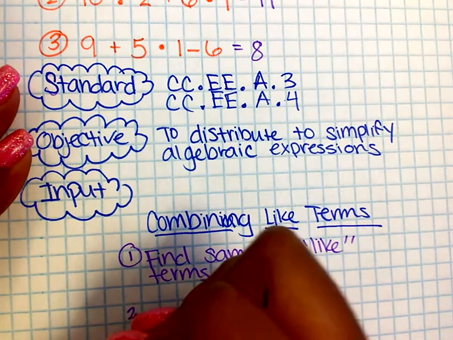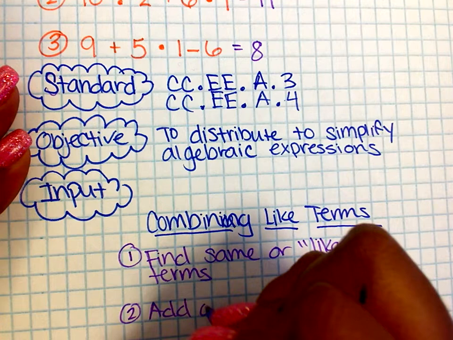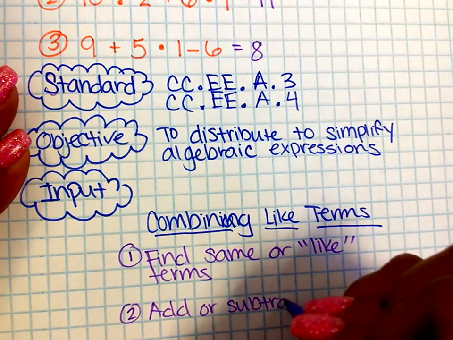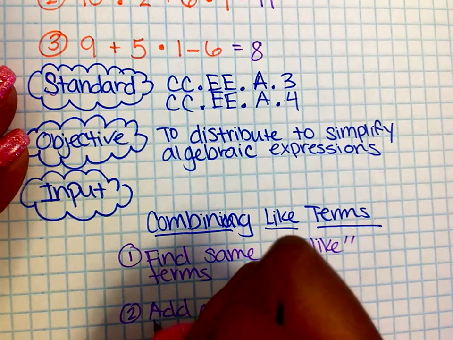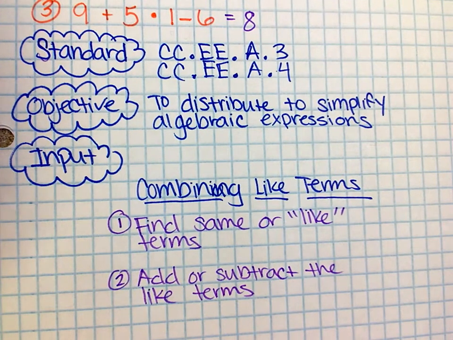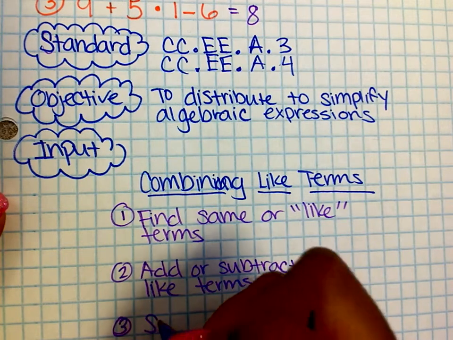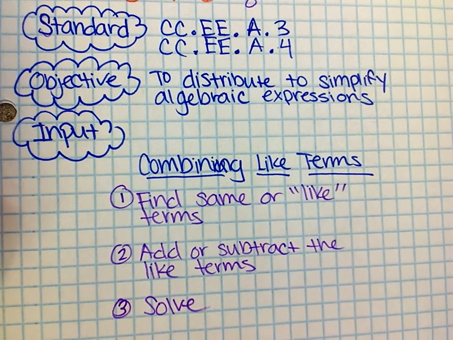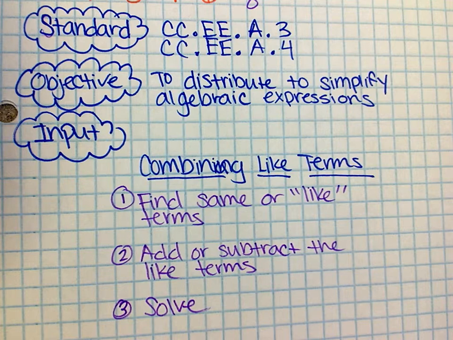So you find the like terms. Number 2, you're going to add or subtract the like terms. So like I said, if it's 3y plus 3y, they both have y in them, so you just add the terms. 3 plus 3 is 6, 6y. So you'll add or subtract the like terms. And the last step is you will solve. So that's one part of our input, combining like terms. When you have written that down, put your pencil up, please.